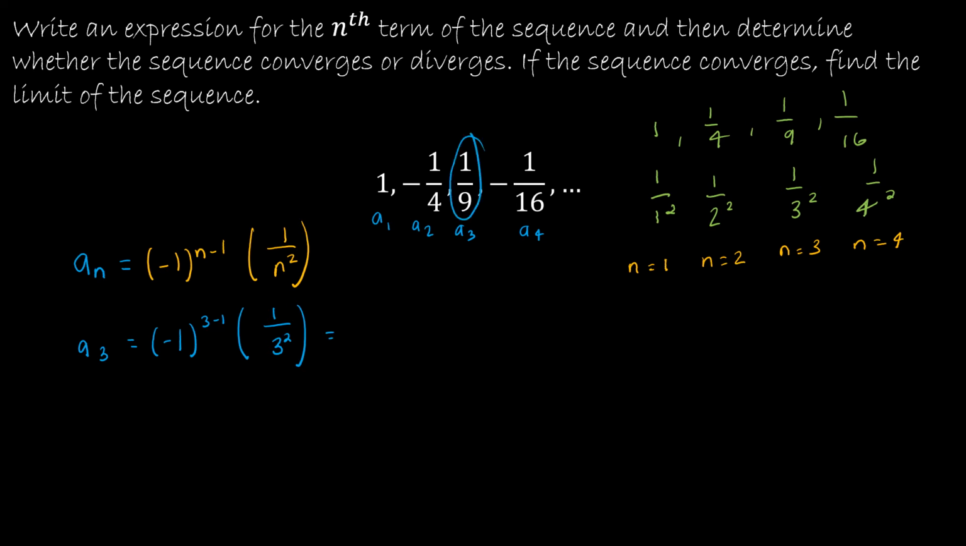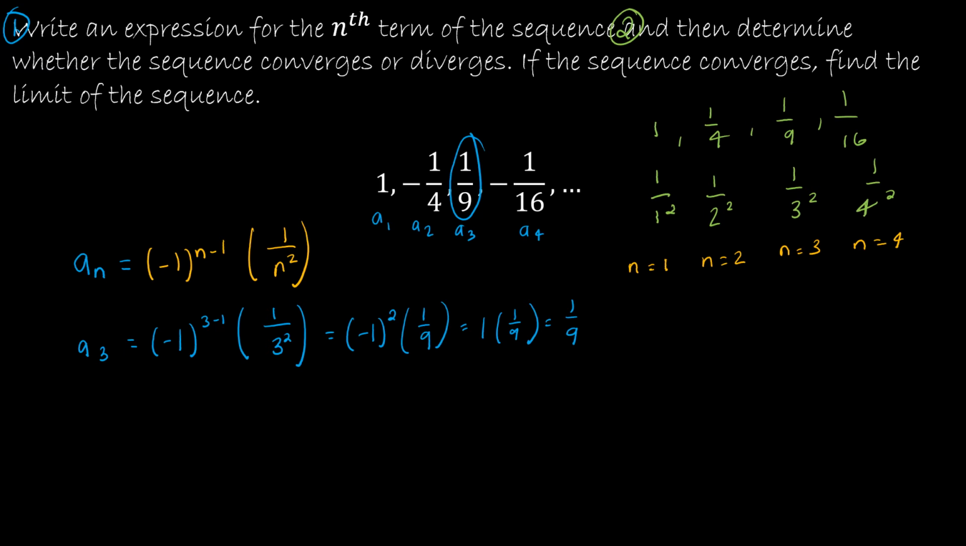Negative 1 to the 3 minus 1 is negative 1 squared, and then 1 over 3 squared is 1 ninth. Negative 1 squared is positive 1, and 1 times 1 ninth is 1 ninth. So I feel pretty good. And again, I could check as many as I needed to, but I'm going to stop there. So I've done the first part, which said, write an expression for the nth term of the sequence. The second part says, and then determine whether the sequence converges or diverges.